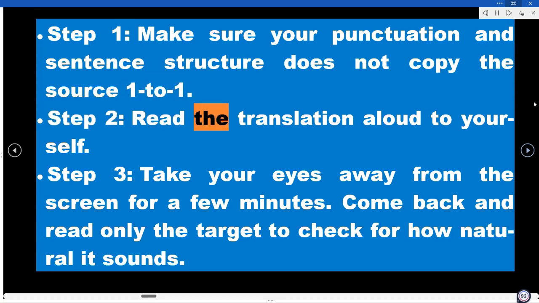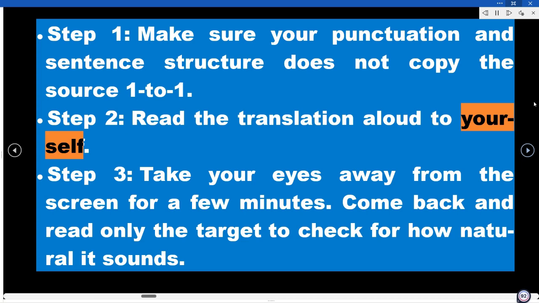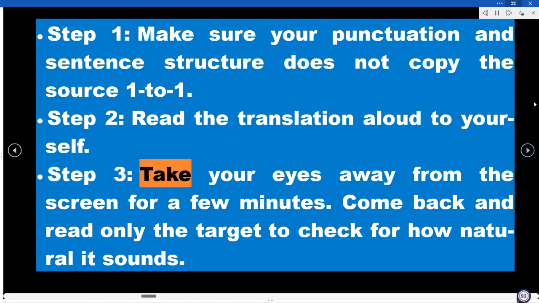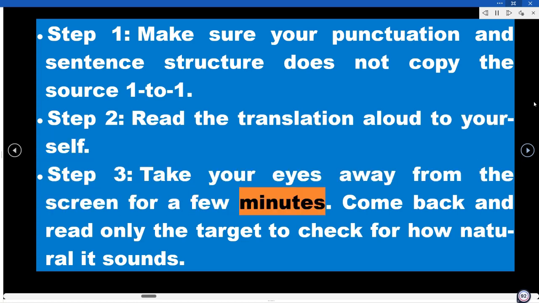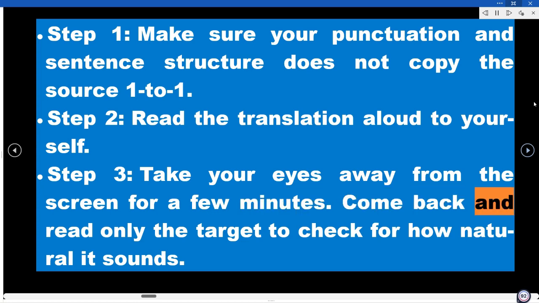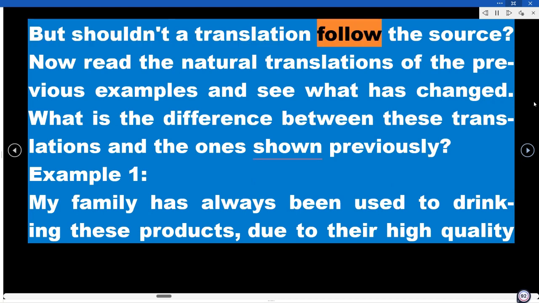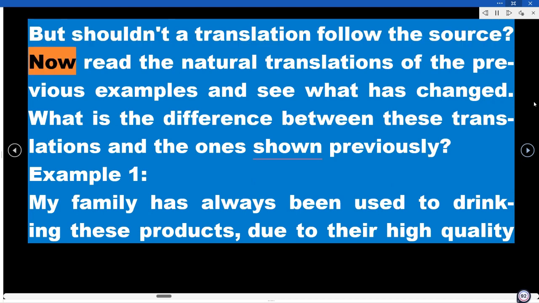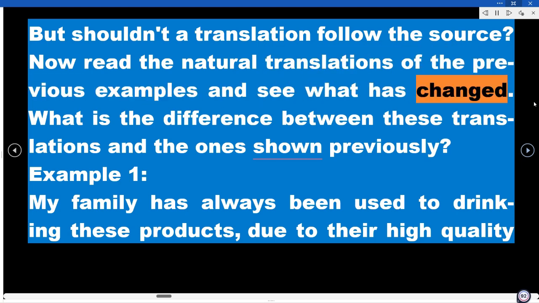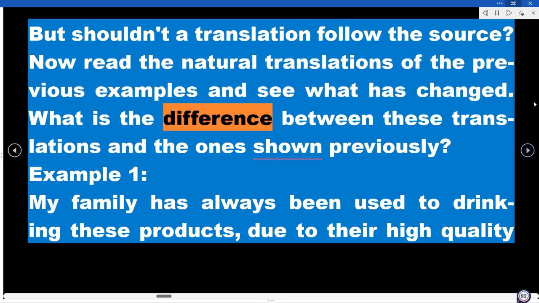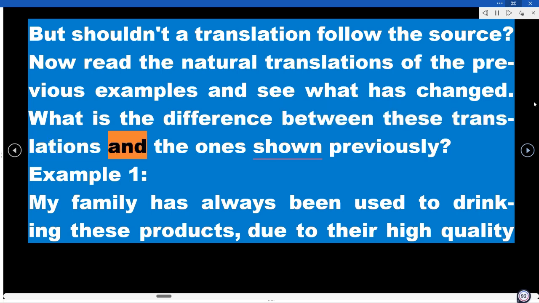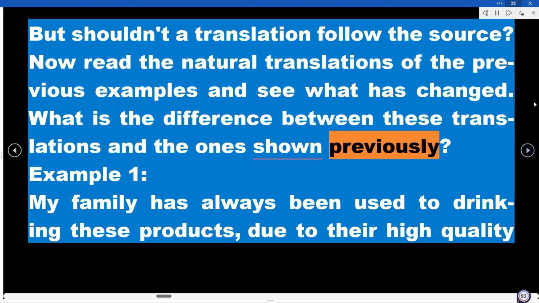Step 2. Read the translation aloud to yourself. Step 3. Take your eyes away from the screen for a few minutes. Come back and read only the target to check for how natural it sounds. But shouldn't a translation follow the source? Now read the natural translations of the previous examples and see what has changed. What is the difference between these translations and the ones shown previously?